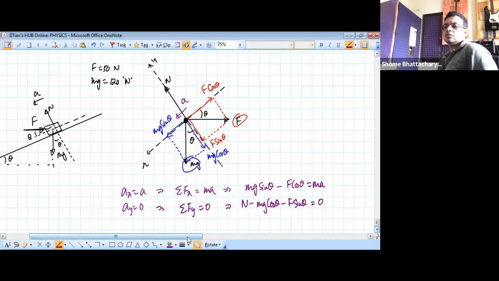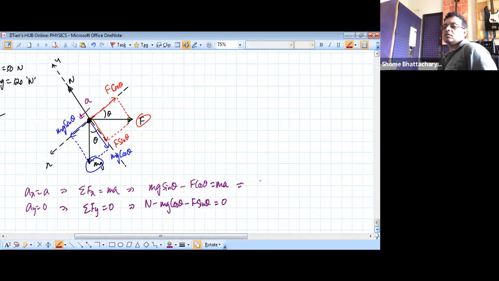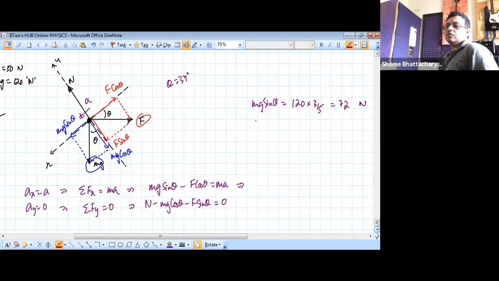So mg sin theta, how much will it be? It will be 120 into 3 by 5, because theta was 37 degrees. So it will be 72 newtons. Whereas F cos theta will be 50 into 4 by 5. So that is 40 newtons.